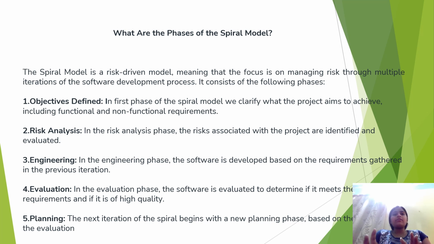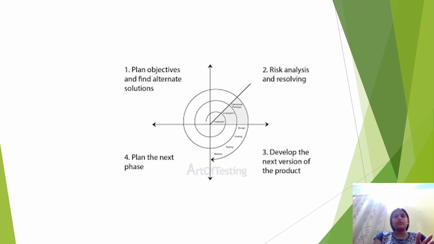In the risk analysis, the risks associated with the project are identified and evaluated. Engineering. In the engineering phase, the software is developed based on the requirements gathered in the previous iteration. Evaluation. In the evaluation phase, the software is evaluated to determine if it meets the requirements and if it is of high quality. Planning. The next iteration of the spiral begins with a new planning phase based on the evaluation.